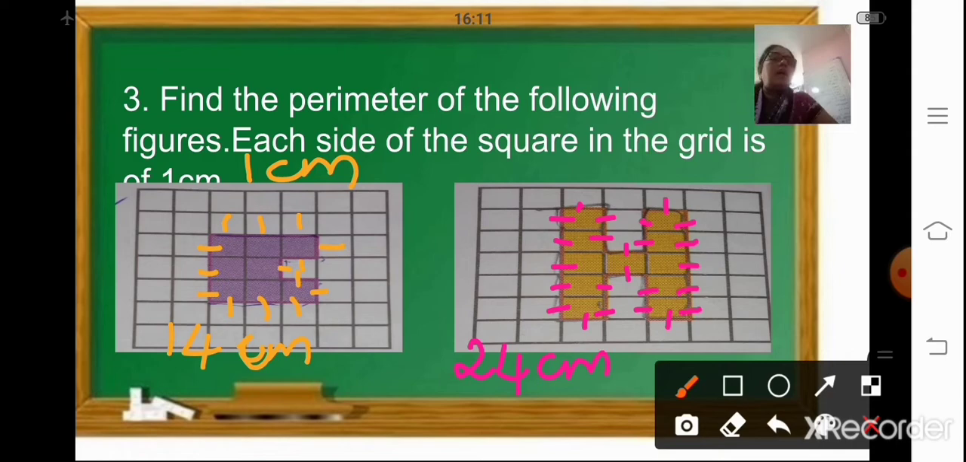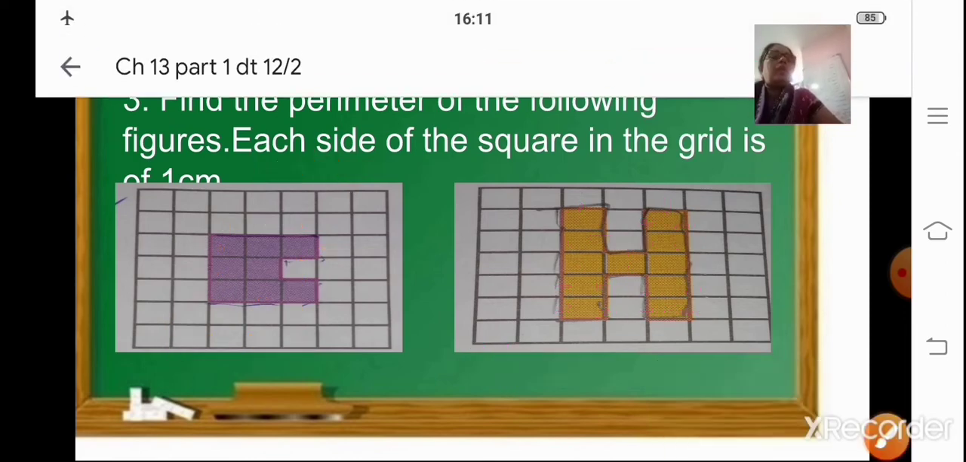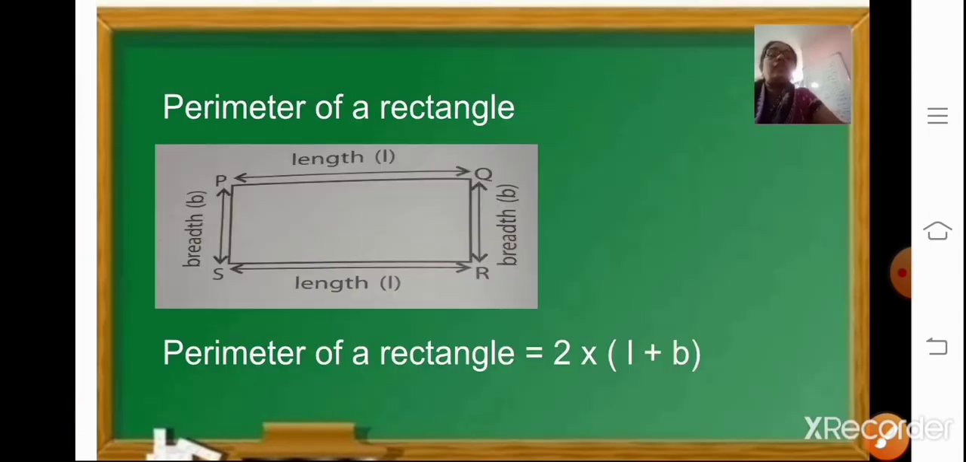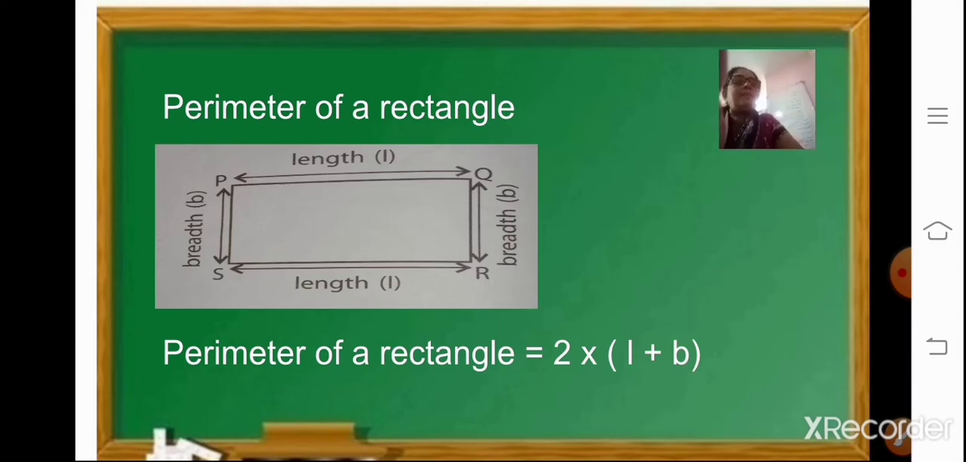So we'll just add 1 centimeter for each square. Why? Because each side of the square in the grid is 1 centimeter. Okay. Now today let us learn to find the perimeter of some closed figures using their formulas. First, let us learn how to find the perimeter of a rectangle.